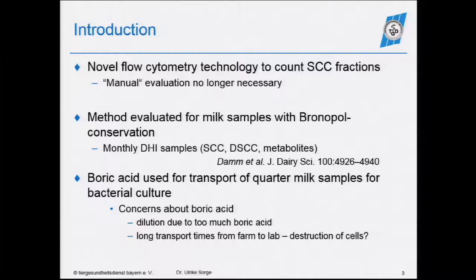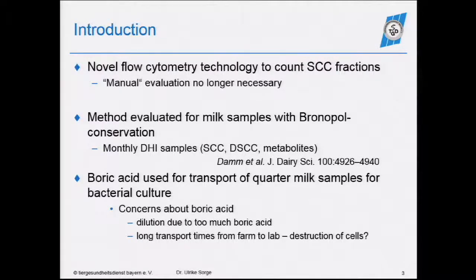The old school way was to stain the samples, look under the microscope and count manually, but now there are different technologies on the market that make this happen for you. It would be really nice to use those methods to further look into the SCC. The one that I'm looking at is the FOSS methodology, FOSS 7, which uses bronopol samples. That's the normal preservation you would have with DHI samples. With those, it seems to work quite well.